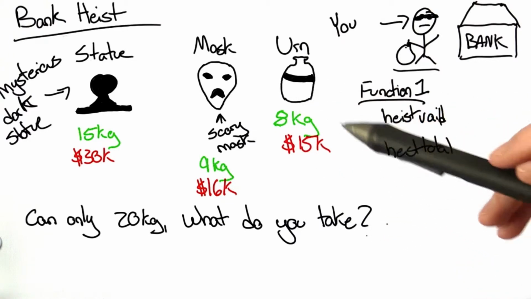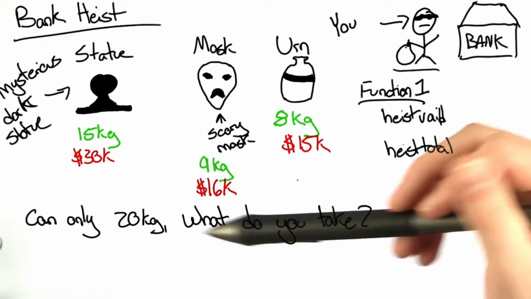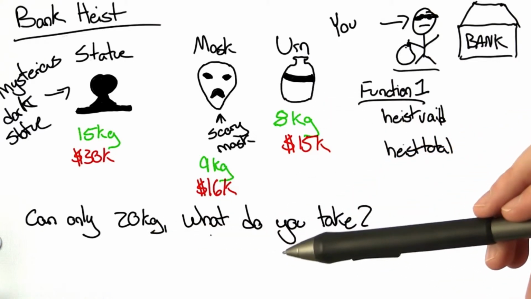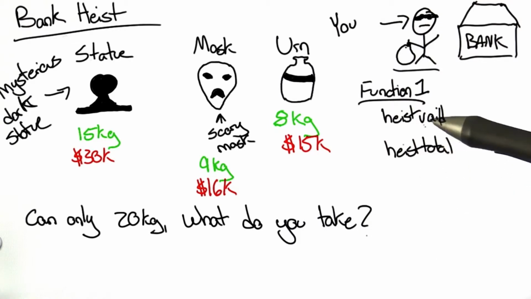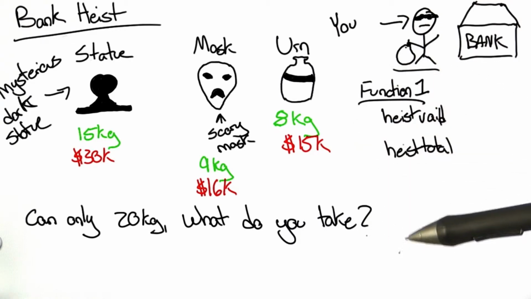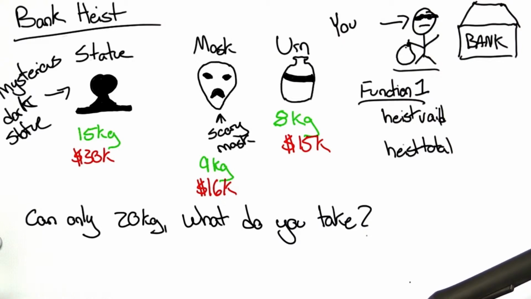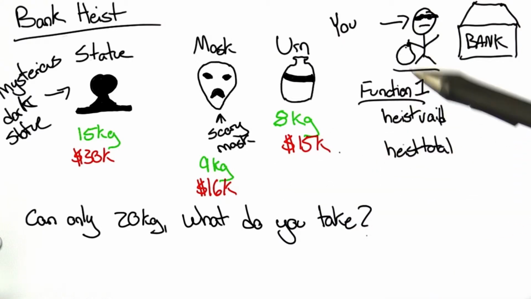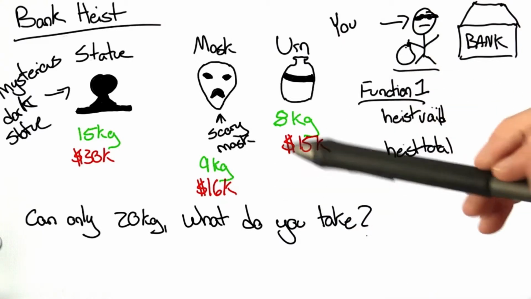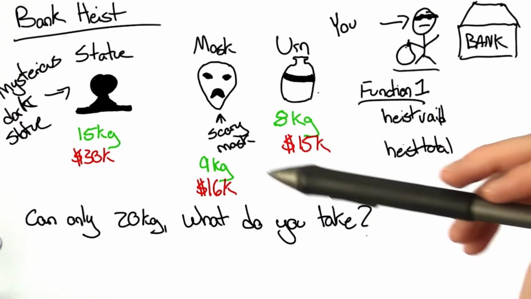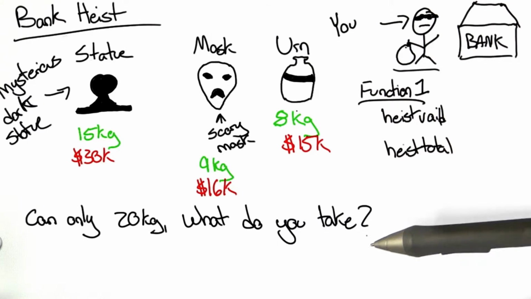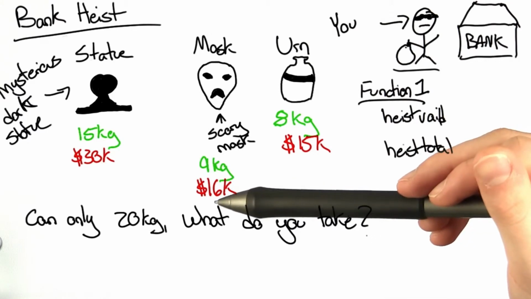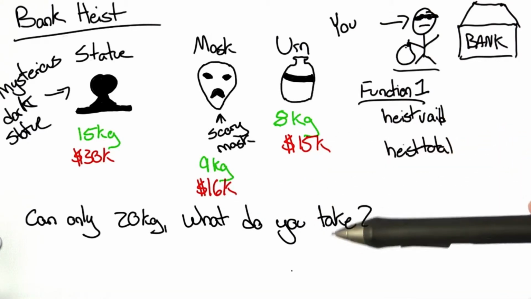We're going to ask if everything you're trying to steal is less than the total weight that you can carry. And then we're going to think about heist_total, which, given a list of things you're going to steal, returns how much all those items are worth. So heist_valid for the mask and the urn, because that's the correct answer, 9 plus 8 is less than 20, so we're going to return true. In the heist_total, we're going to add 16 and 15 and return that total.